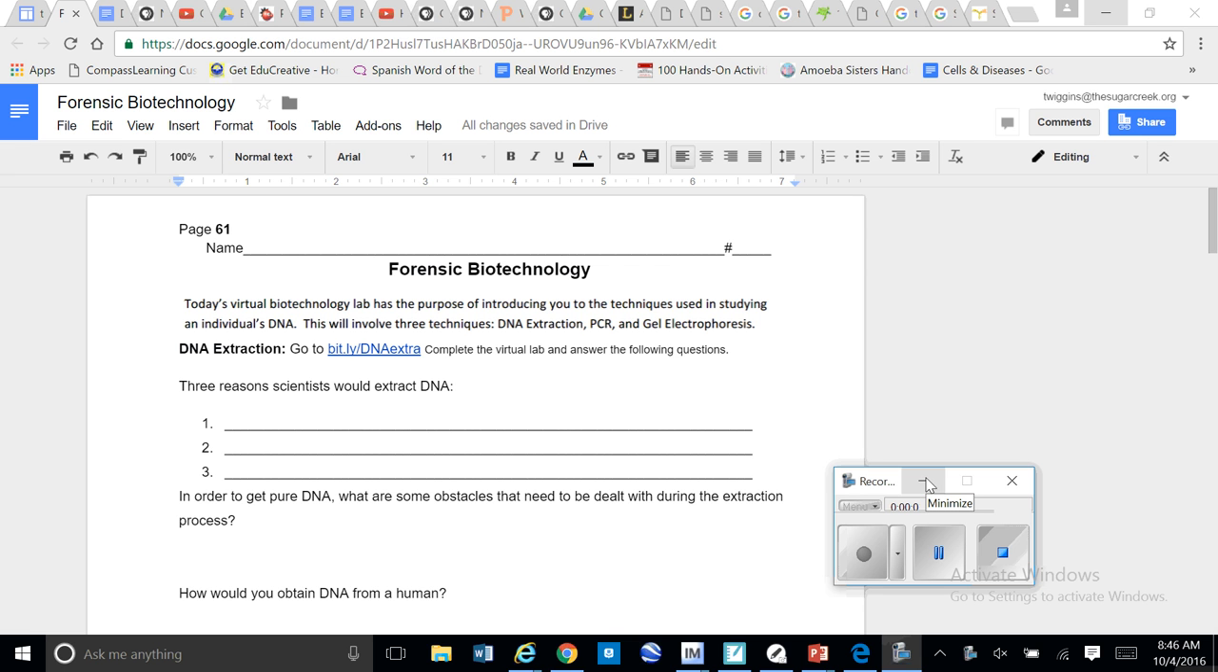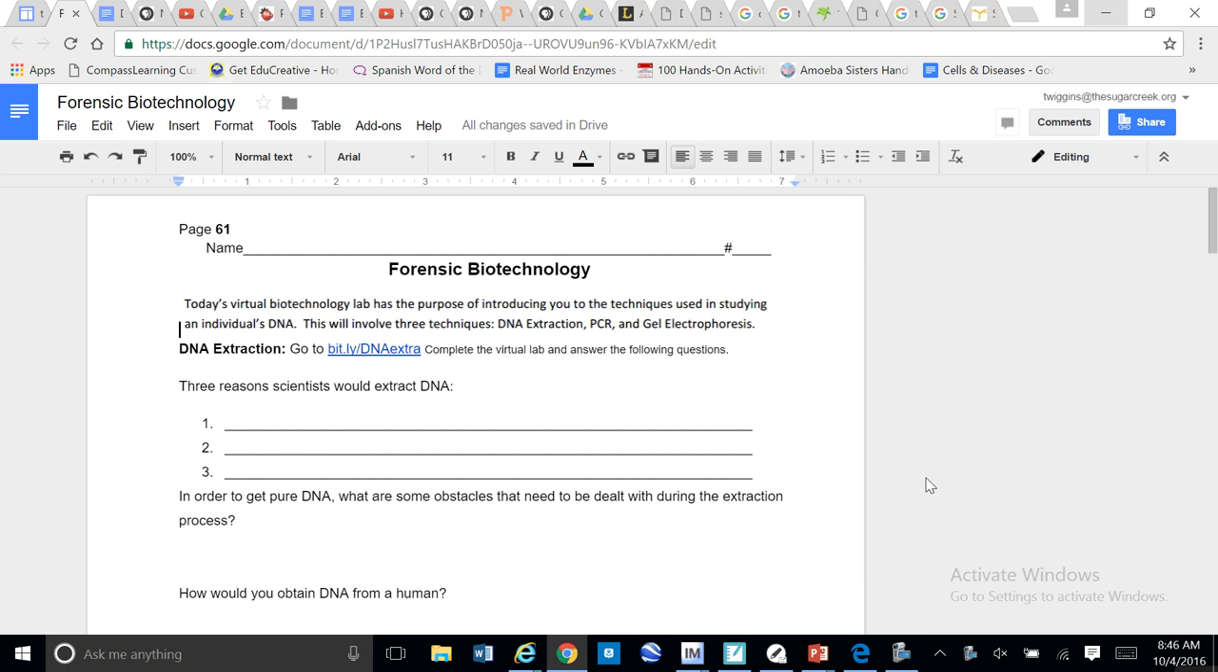All right, so what we are going to start talking about today is forensic biology. You should have your paper in front of you so that we can go through this and move on to our next task, where we can be forensic biologists and understand a little bit more of what's going on. So, with the virtual lab that we did, you went from DNA extraction to what?